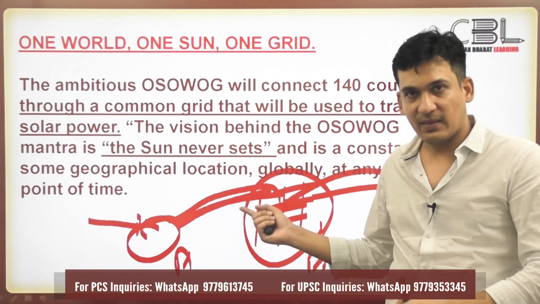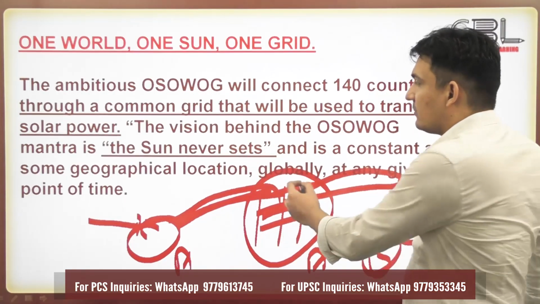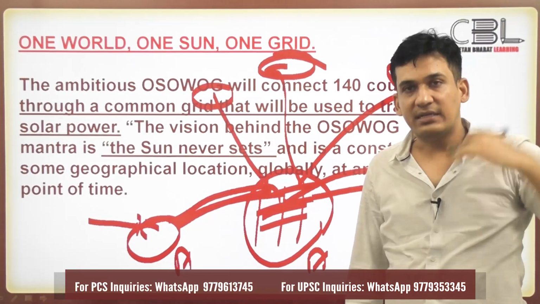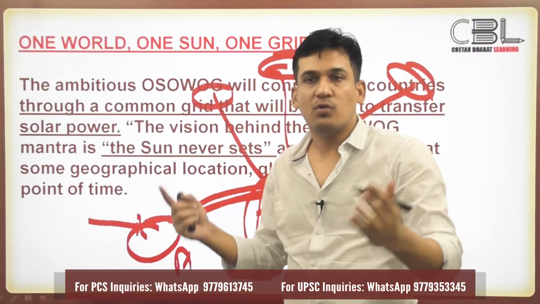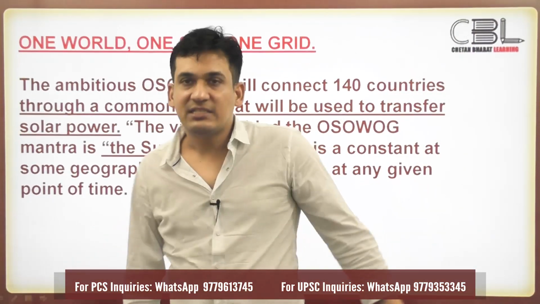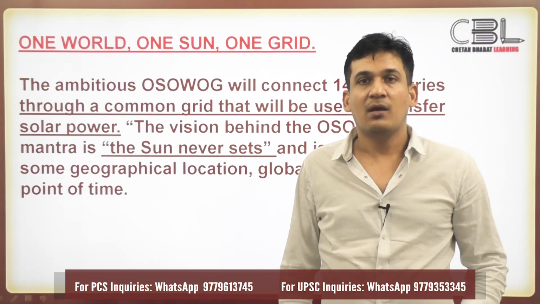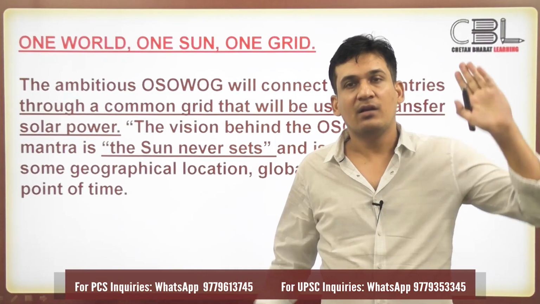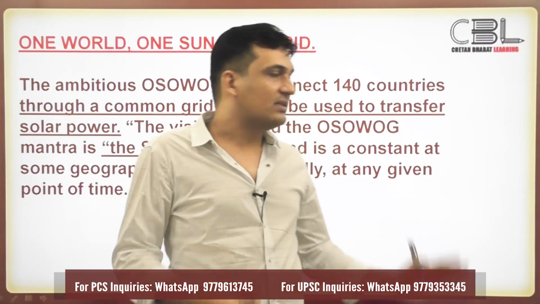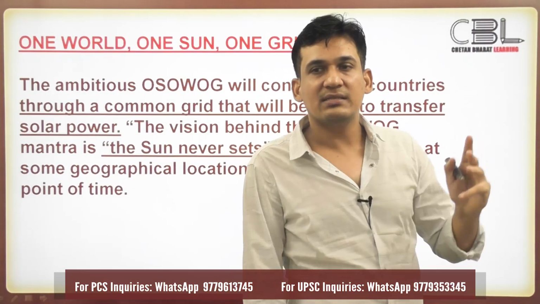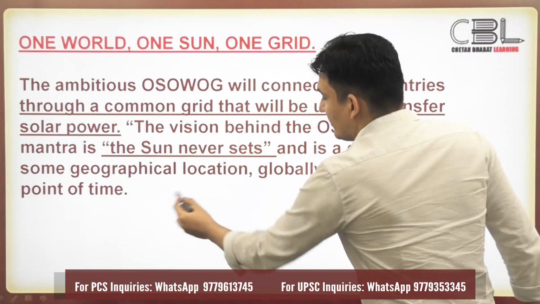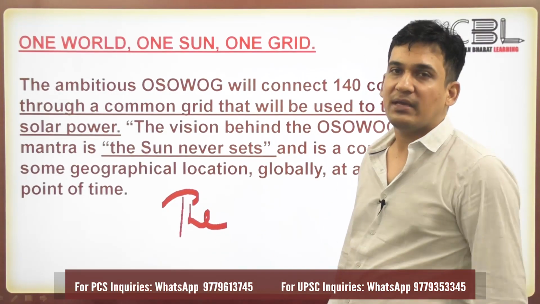Similarly, the idea here in One World, One Sun, One Grid is to connect pretty much the entire world like this, to create a series of such grids and connect almost the whole world, at least 140 countries, with a common grid. Australia is already doing it with ASEAN, but to do it intercontinentally, from Africa all the way to East Asia, is something very audacious. The vision behind One Sun, One World, One Grid is the mantra that Modi ji gave, that the sun never sets.